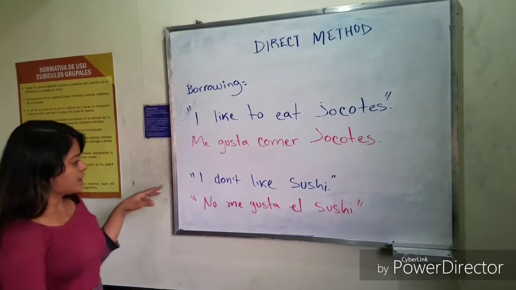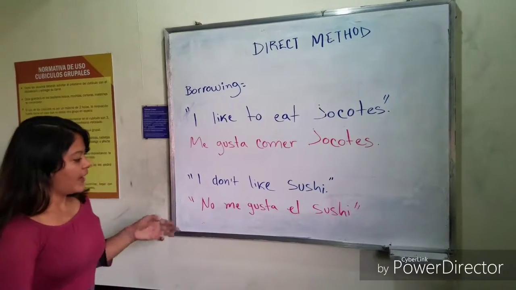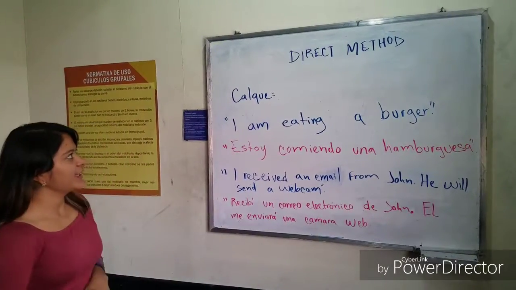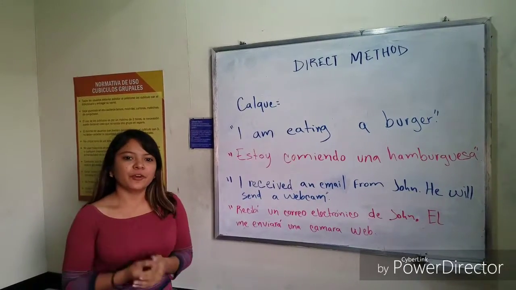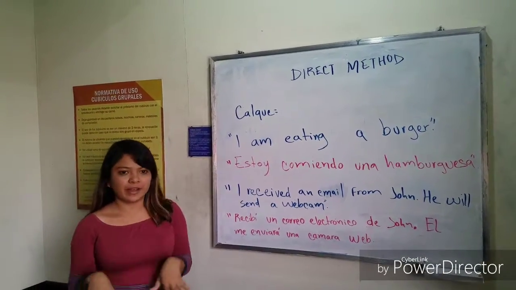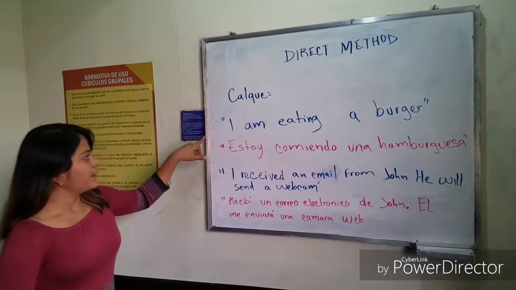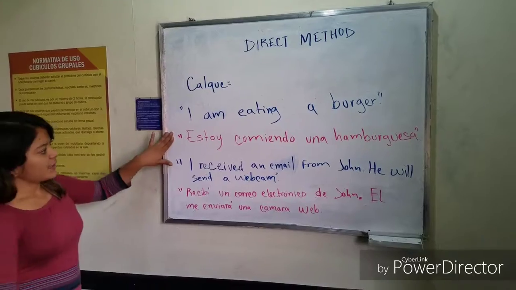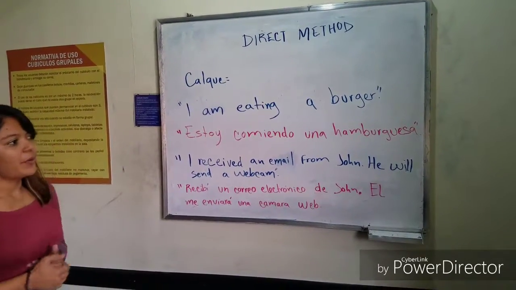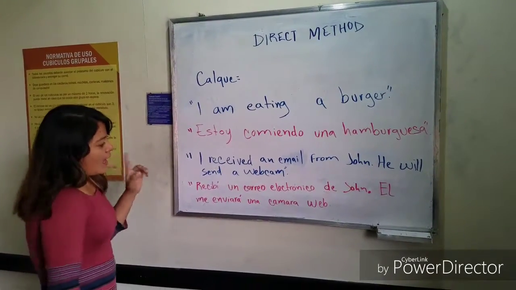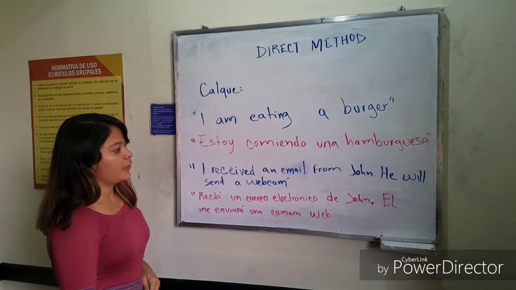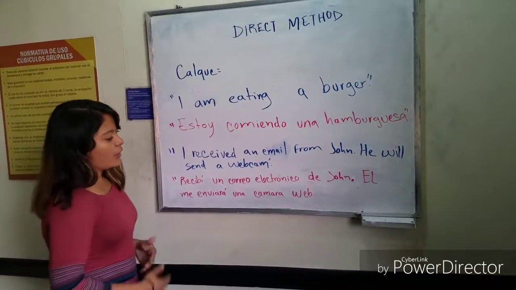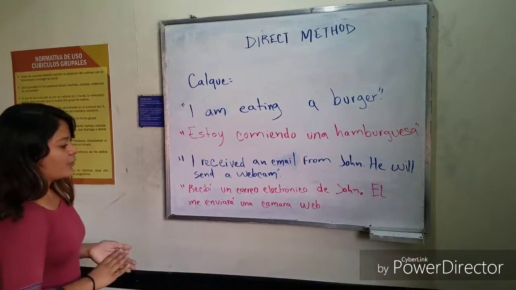The second sentence is, in English, I don't like sushi. And in Spanish, no me gusta el sushi. The second technique is called calque, and is when an expression from the source text is transferred literally. So these are some examples. The sentence in English, I am eating a burger, and in Spanish, estoy comiendo una hamburguesa. And the second example is in English, I received an email from John. He will send a webcam. And in Spanish, recibí un correo electrónico de John. Él me enviará una cámara web.